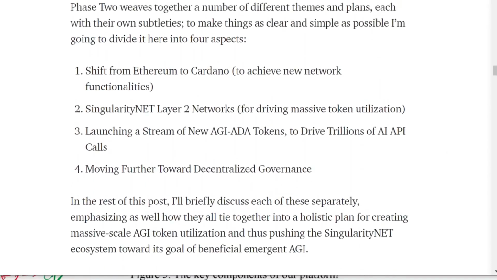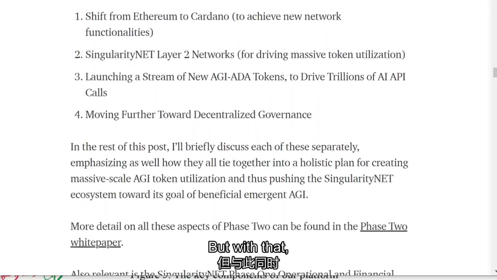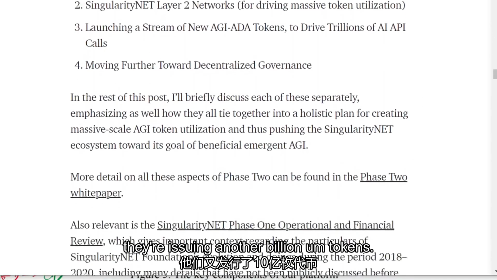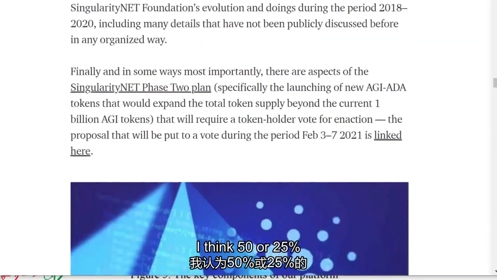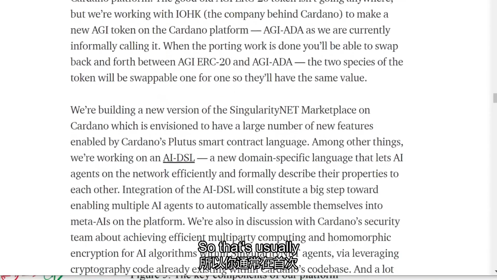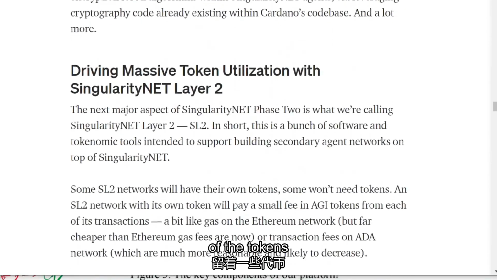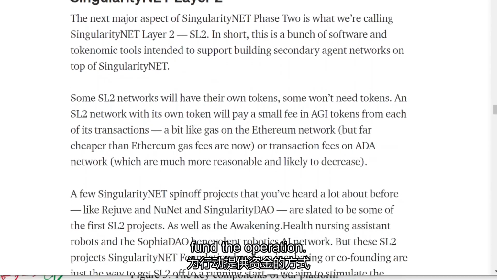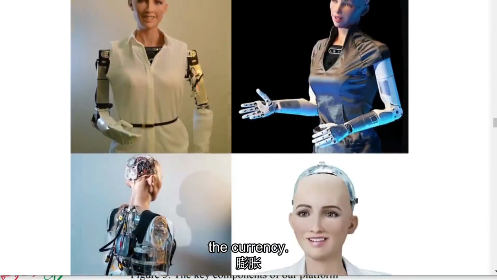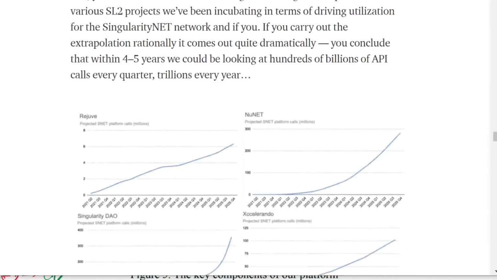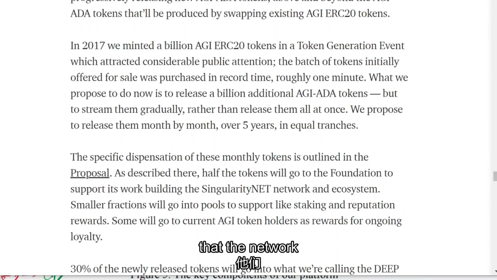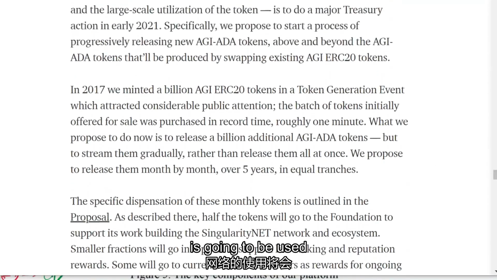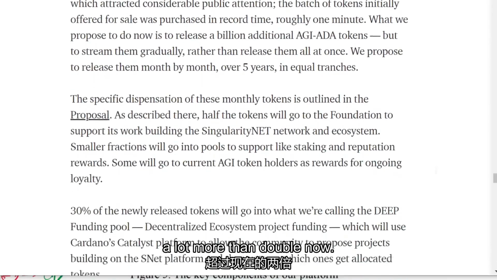And with that, they are doubling the amount of tokens. They could do it without increasing the tokens, but with that, they're issuing another billion tokens. I think 50 or 25% will go to themselves. That's usually what you do in an initial coin offering, right? You keep some of the tokens to yourself because as people buy it, it's valuable, and that's how you fund the operation. Here they need to fund it some more, so they just inflate the currency with the new token.